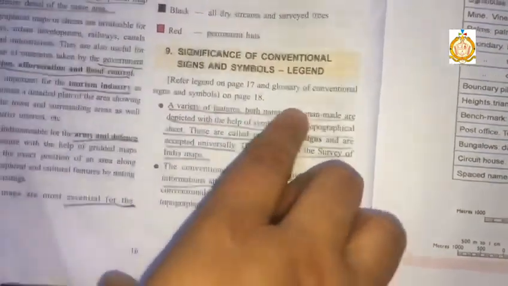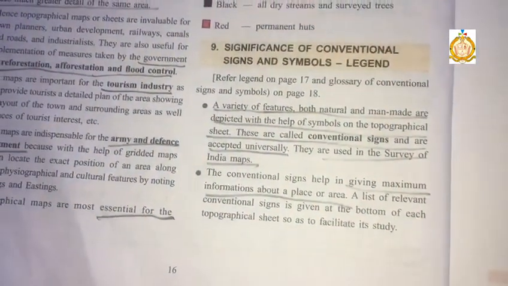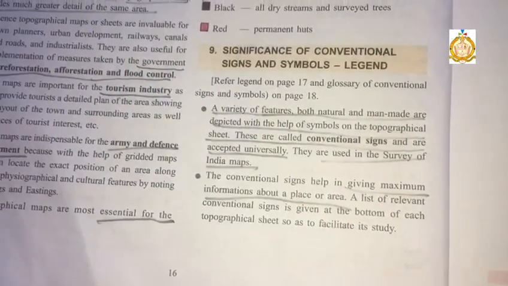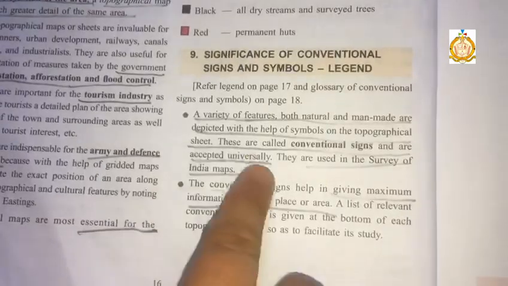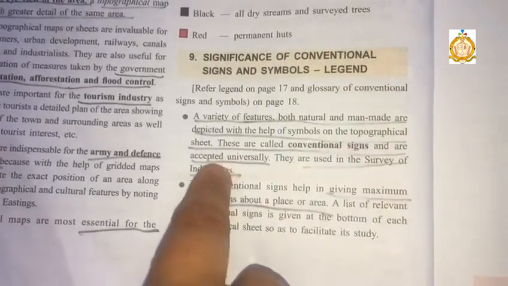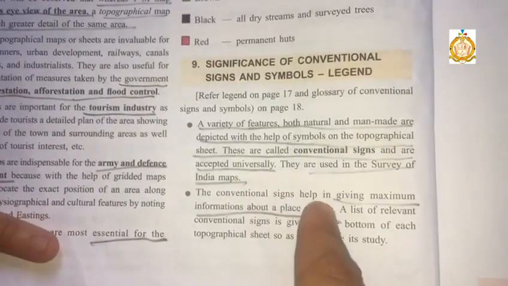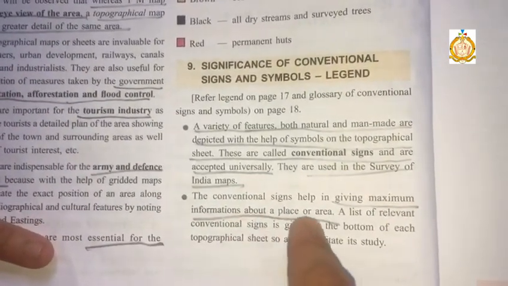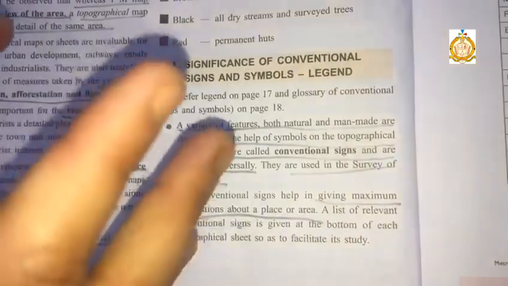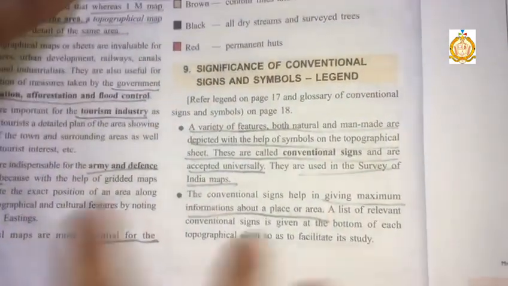So what is the legend? A variety of features, both natural and man-made, are depicted with the help of symbols on the topographical sheet. The legend part includes the topographical symbols or the conventional symbols for man-made or natural things. These are called conventional signs and are accepted universally. They are used in the Survey of India maps. Then next, the conventional signs help in giving maximum information about a place or an area. They give very deep information about the particular area.